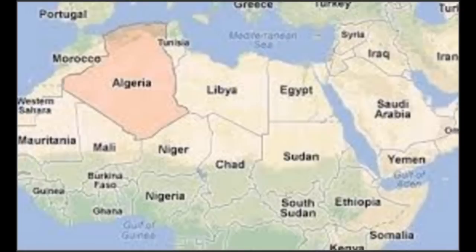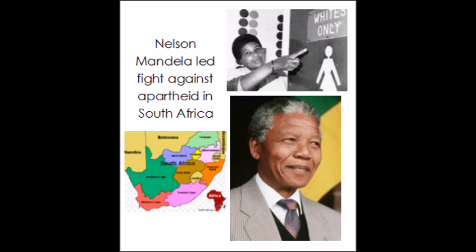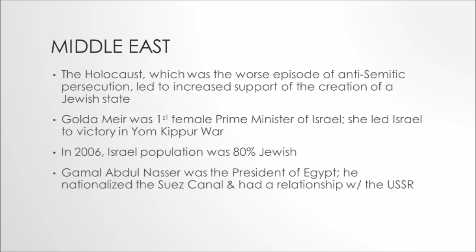This is a map of Algeria in northern Africa that at once was a colony of France. And this is a picture of Nelson Mandela, who was in jail for almost 30 years and helped end apartheid.